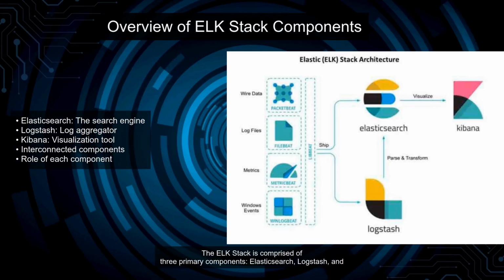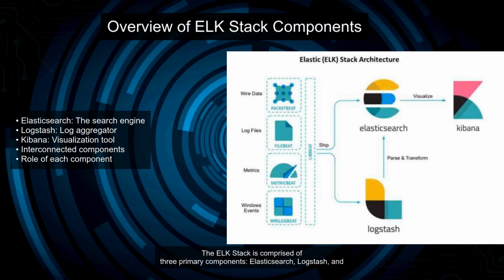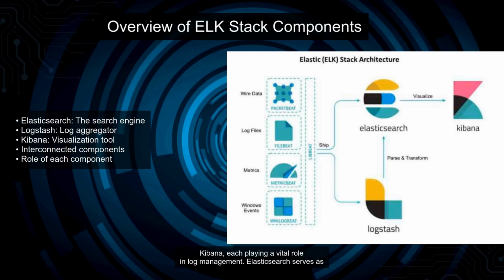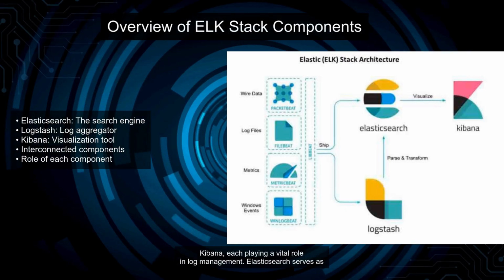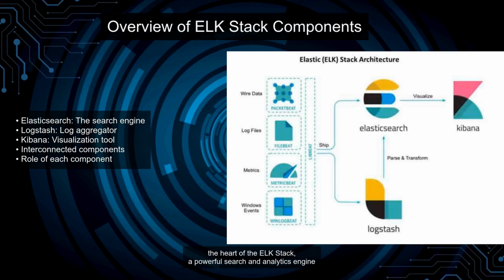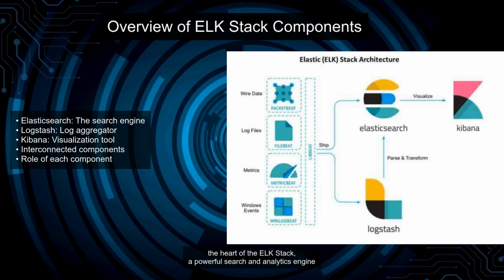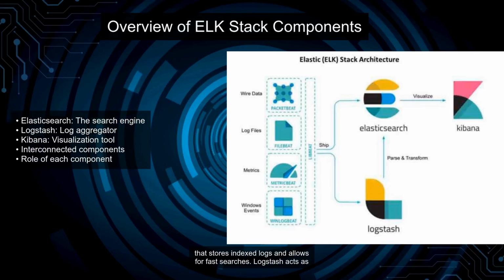The ELK Stack is comprised of three primary components: Elasticsearch, Logstash, and Kibana, each playing a vital role in log management. Elasticsearch serves as the heart of the ELK Stack, a powerful search and analytics engine that stores indexed logs and allows for fast searches.